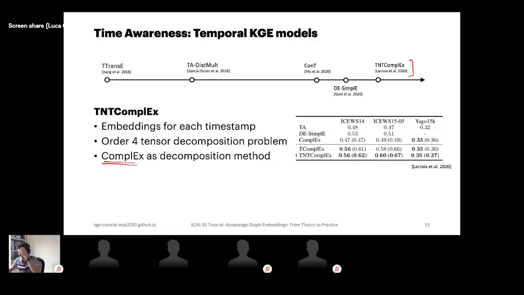These are models that are usually slower to train, and they usually have less powerful predictive power than traditional KG models without time in the picture. But this is because this is a much harder problem to solve. So there is a lot of work to do to achieve even better models than the ones shown on the screen here. So this is a research direction in its infancy, if you want.